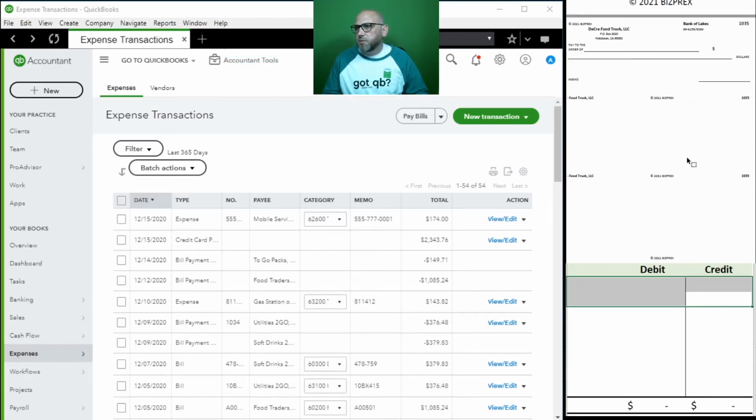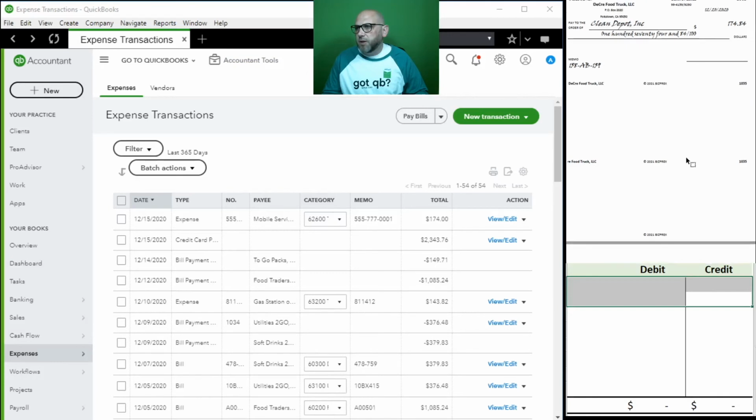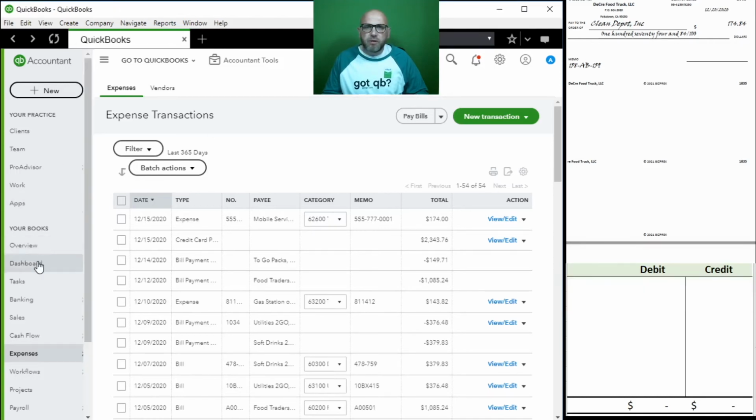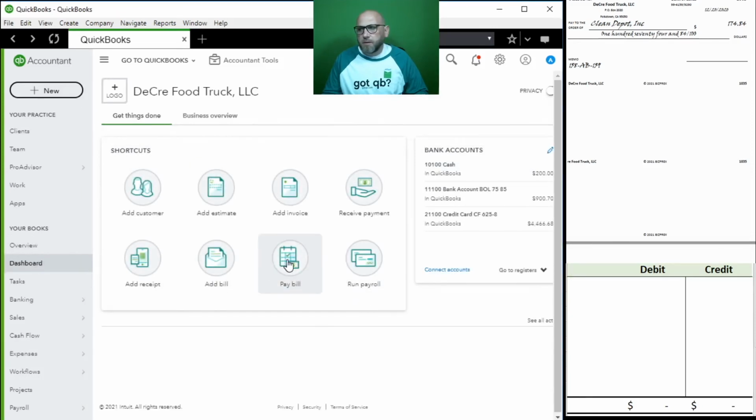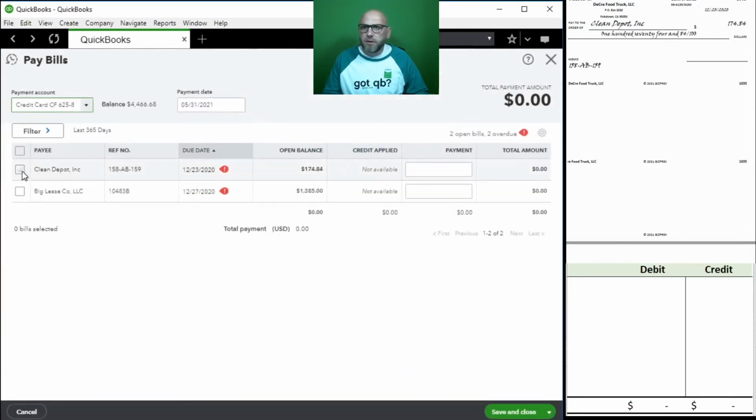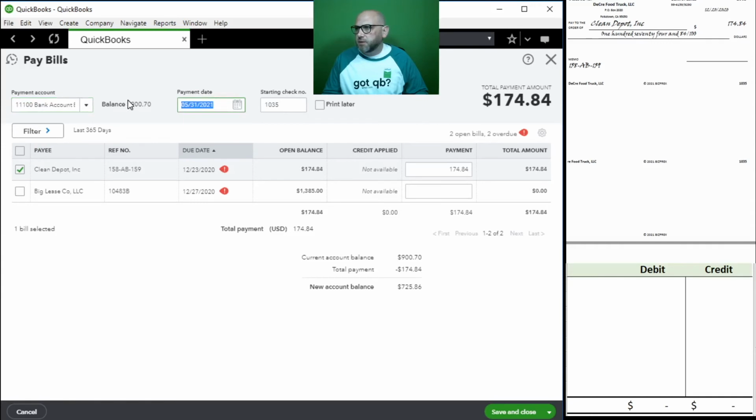Okay, next we will write another check by hand. See right here, it's written by hand instead of printed, and we will book it through the bill pay module. So let's go to our dashboard. Here we go, pay bills. All right, this time it's Clean Depot. Make sure that we select bank. Okay, date is correct. Check is correct. We're not going to click print later this time. We did it on the previous month simulation, right?